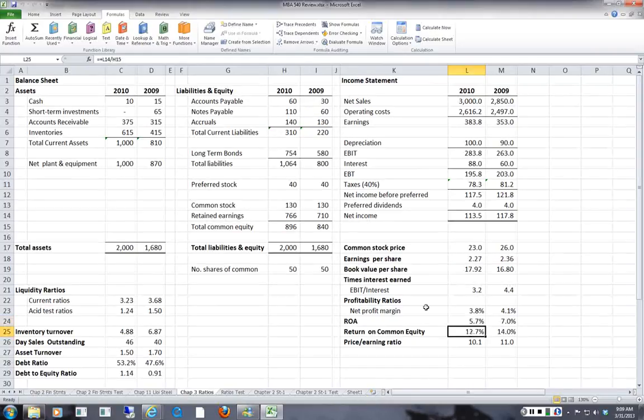Now we go down to return on equity. Return on equity is $113.50 divided by total common equity of $896, and that's 12.7%, and that's not that good. I think we've gone through all the ratios here now.